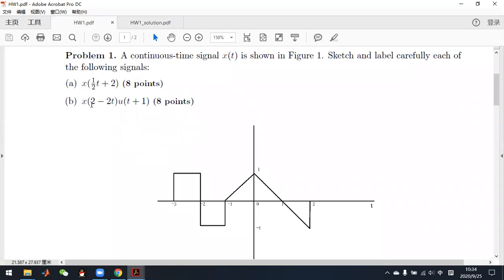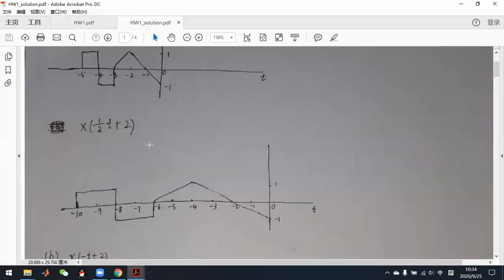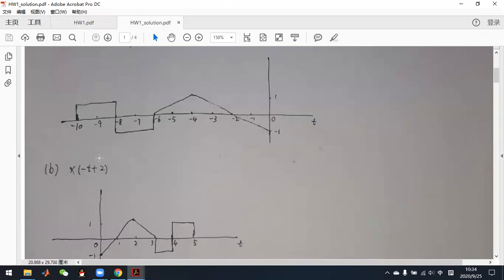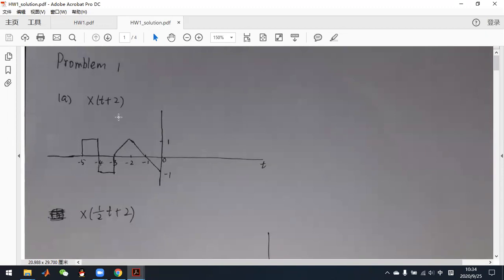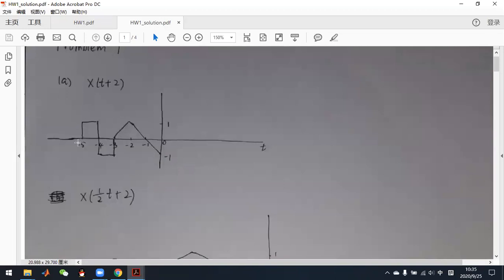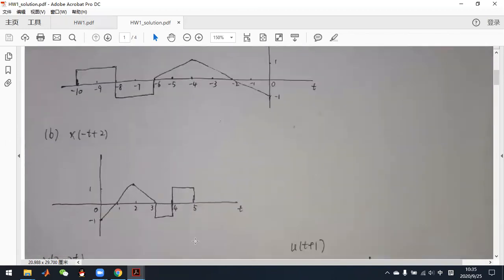Another problem is to sketch x of 2 minus 2t times u of t plus 1. So we need to do the time reflection. We already have x of t plus 2 in problem A. It is like this. And from x of t plus 2 to x of minus t plus 2, we just reflect the signal over the vertical axis. So the original signal is from minus 5 to 0. After the reflection, it is from 0 to 5.